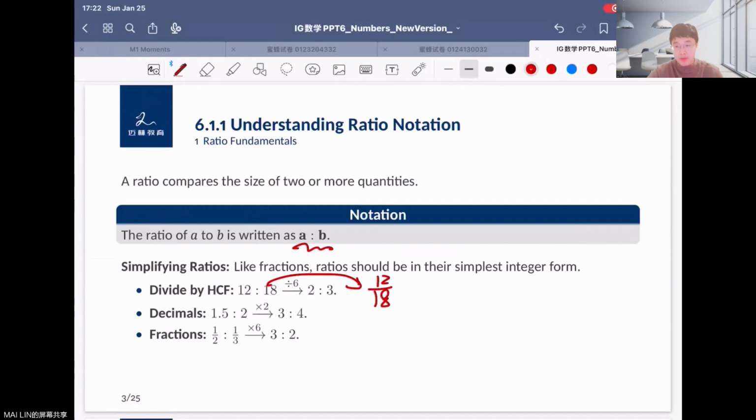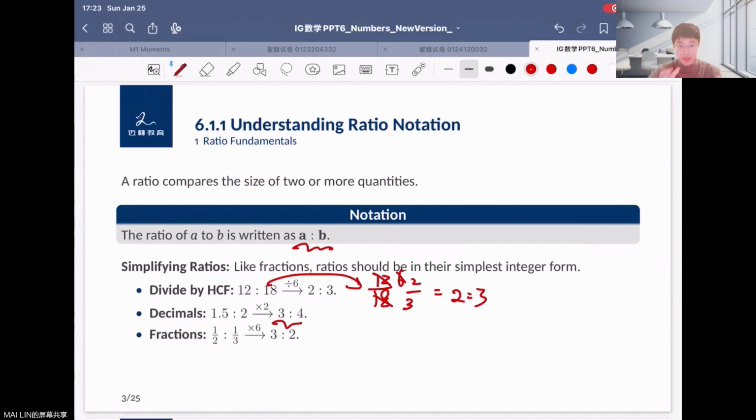And for a fraction, we can divide by the highest common factor together, right? So we can divide by 6: 12 over 6 is 2, and 18 over 6 is 3. So we can write it as 2 over 3, or 2 versus 3. Decimals can also be written as a ratio. Like 1.5 versus 2, we can first times 2 at the same time. So 1.5 times 2 equals 3, and 2 times 2 equals 4. So the final ratio here is 3 versus 4.